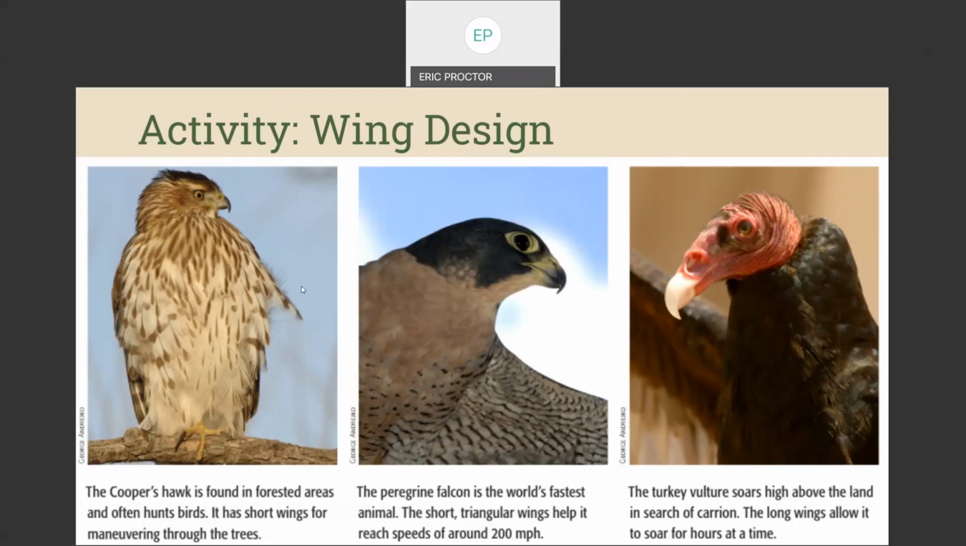So what I'm going to do here in a minute is I'm going to show you 3 aircraft. And all I want you to do is look at the aircraft and what their purpose might have been, and then figure out which of these birds might have served as a model for each of those particular aircraft.